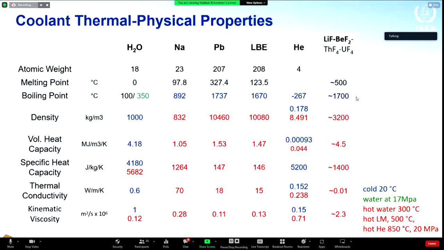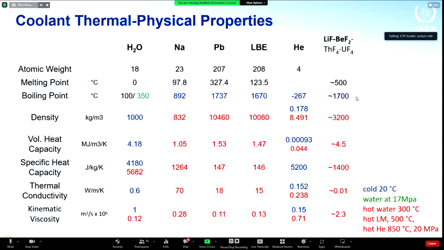Another physical property is heat capacity. And here, for specific heat capacity per kilogram, you see that water is the best coolant. The higher the heat capacity, the less coolant you need to remove the heat from the reactor. Very simple. In this case, water is the best, of course. And helium is also good if you take it by kilogram. But what is also important is the volumetric heat capacity, which means how much volume of the coolant you need to remove the heat, not per kilogram, because they have different densities, but how much volume.